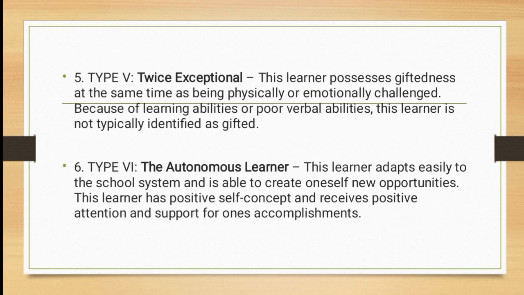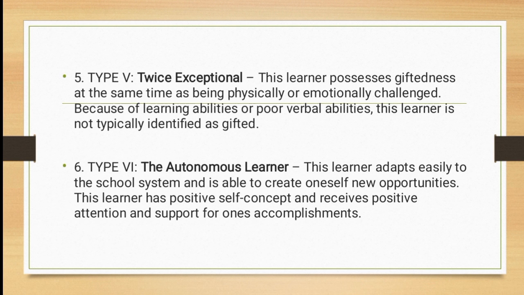Type 5, twice exceptional. These learners possess giftedness at the same time as being physically or emotionally challenged. Because of learning disabilities or poor verbal abilities, these learners are not typically identified as gifted.